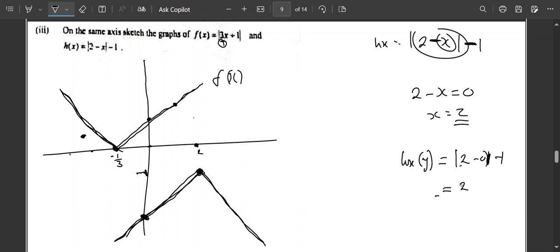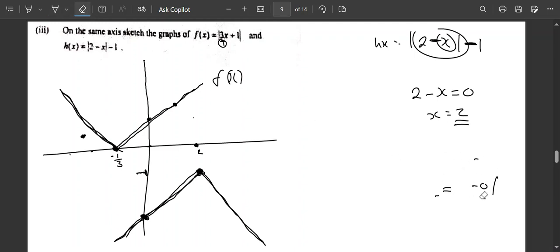So inside there we have 2 minus 0 there. Wait, suppose there was a negative there, just wait. So we want to see how it will cross. It needs to cross this guy at a certain point.